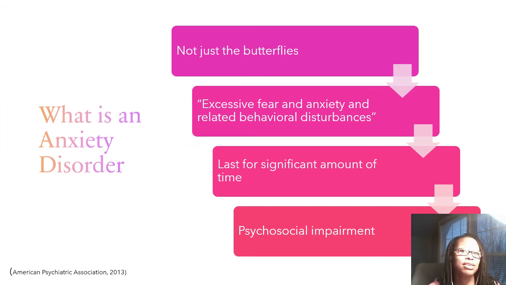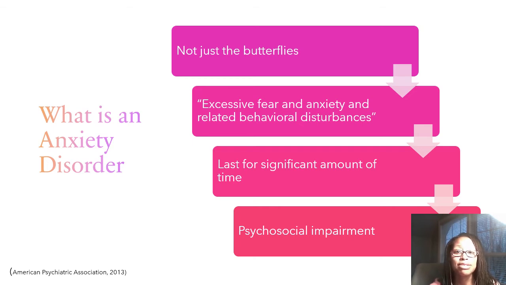However, an anxiety disorder, as defined by DSM-5, is quite different. Broadly speaking, as I will not be going into depth into the various anxiety disorders, to receive a clinical diagnosis of anxiety disorder, there must be a few characteristics present. First, there must be excessive fear and anxiety and related behavioral disturbances, and that's according to DSM-5. Second, the fear and anxiety must last for a significant amount of time.